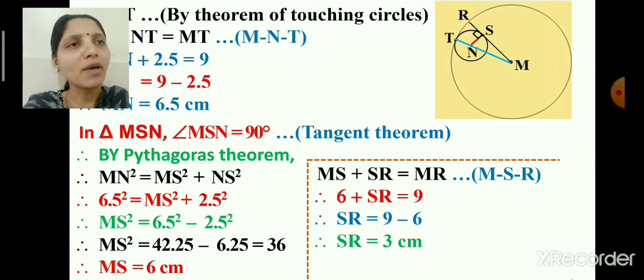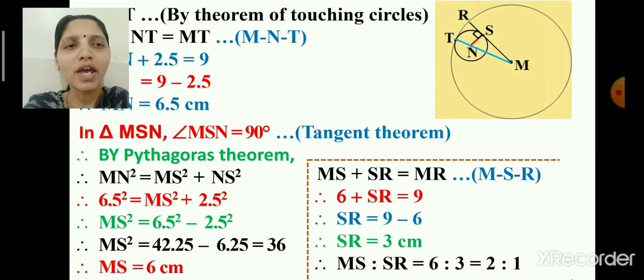So we got here MS value and SR value. You can find the ratio of these two. Therefore, the ratio of MS is to SR is equal to 6 is to 3, that is equal to, now if you reduce 6 upon 3 to the smaller value, that is equal to 2 is to 1. So the ratio of MS is to SR is equal to 2 is to 1. Hence we have solved this sum. I hope you all have understood this. This was very simple sum, only you have to understand it stepwise.